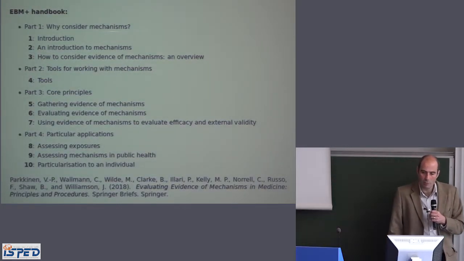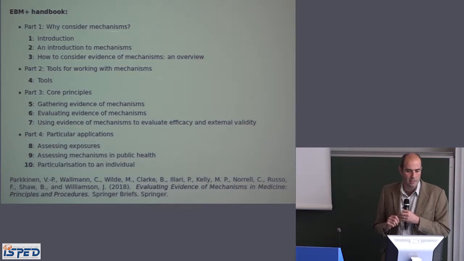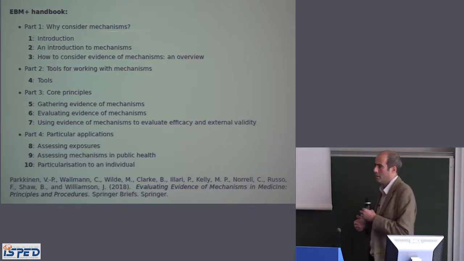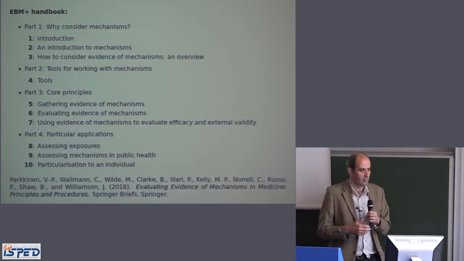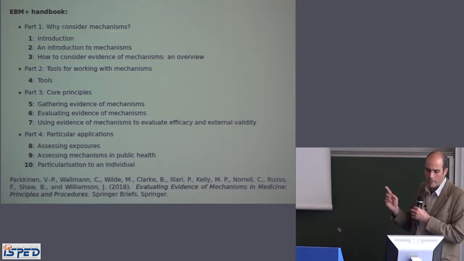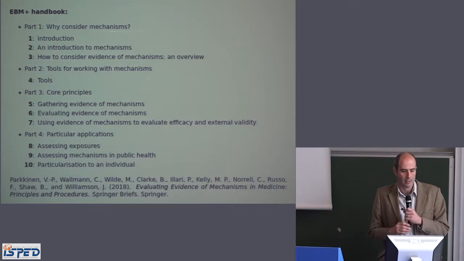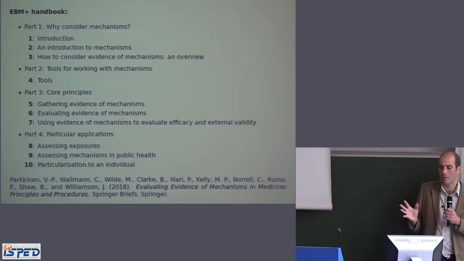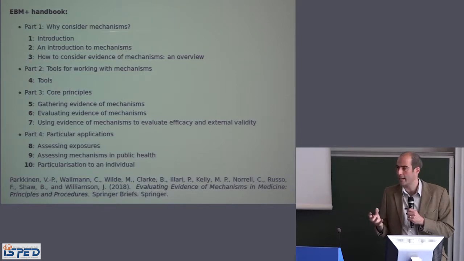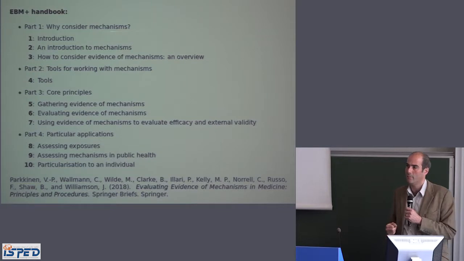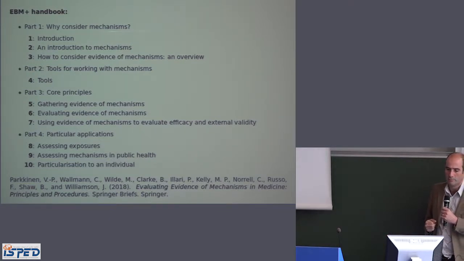And one thing that we produced in our project is a handbook on considering evidence of mechanisms in the health sciences. And this will be available freely online in about a month or so, so you'll be able to access this then. In our handbook, we split the book into 4 parts. There's an introductory part on what mechanisms are and why it's important to consider evidence of mechanisms when you're evaluating claims in the health sciences.